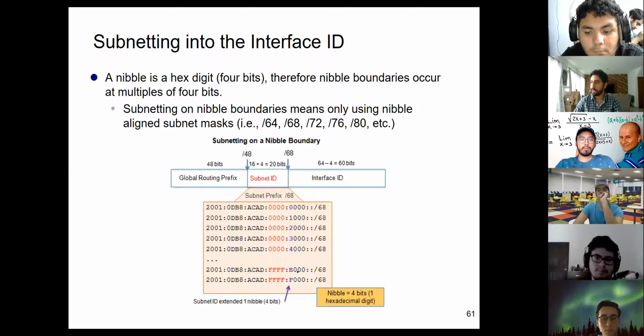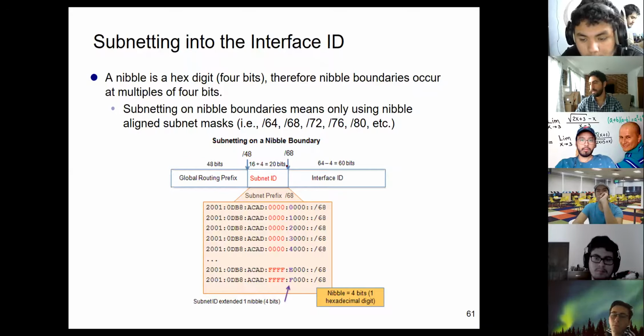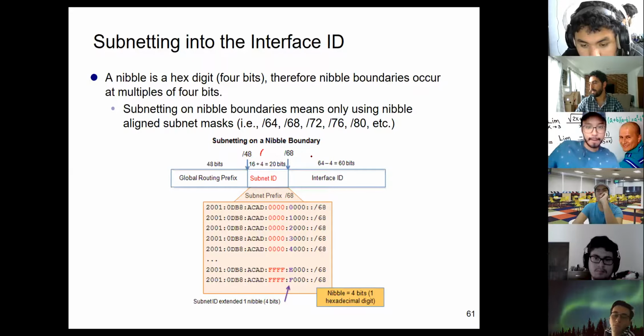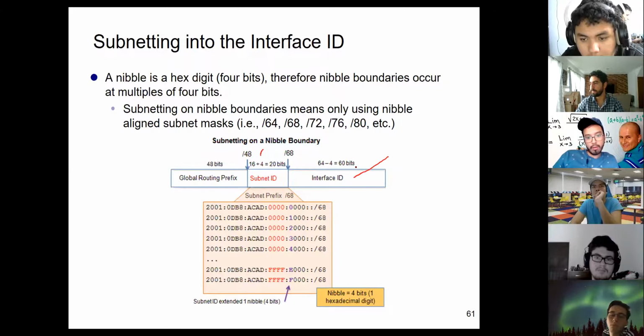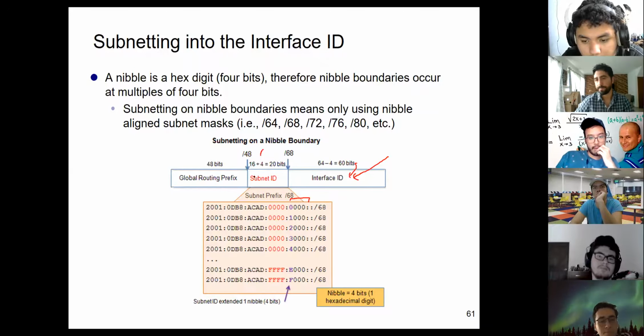So this is showing you that ID. You get one nibble here, and now you can have more. Basically, this was the subnet ID part. Now you can move another. You remember this was 64 bits. So now we have 60 bits here for the network ID, because now we use this for the subnet ID. So we get basically a nibble.